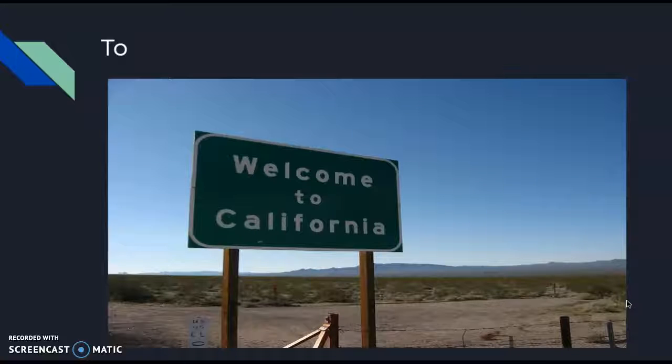Now we're going to be talking about the tos. There are three different tos. The first is to, and this is a preposition, and it is showing relationship in time or space. It's moving towards something or showing motion. So in this picture, welcome to California. You're heading to California. You're moving towards California, so we're using to.